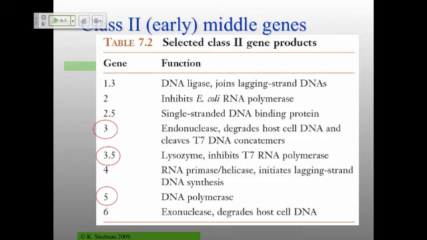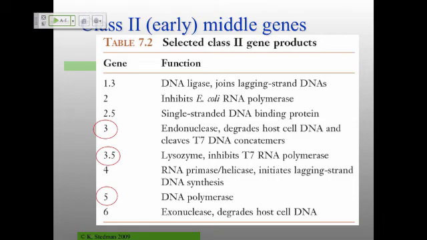We'll talk more about the lysozyme a little bit later. Lysozyme does kind of like what it sounds, makes holes in the cell wall so the virus can get out once it's done replicating, but it also shuts down the T7 RNA polymerase later on. We'll talk about that. It turns out to be very useful for these biotechnology applications.